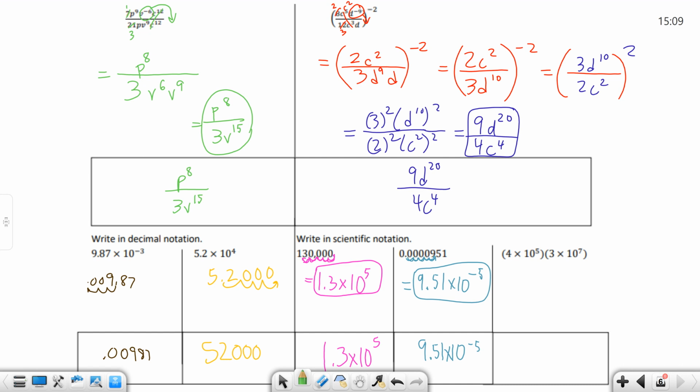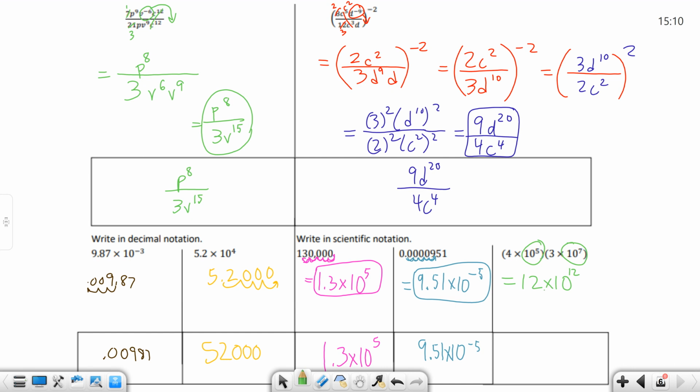So then here we have two scientific notation numbers multiplied by each other. We want the answer in scientific notation. So again, one term and one term. We can do the factors. So we're going to take the 4 times the 3. What is 4 times 3? It's 12. And then we're going to take 10 to the 5th and 10 to the 7th. So what's that going to be? Times 10 to the 5 plus 7 is 12.